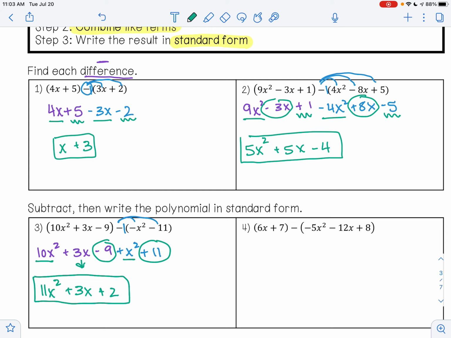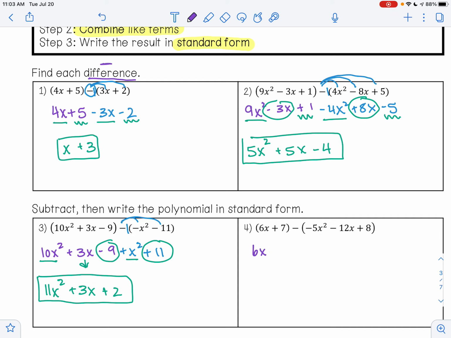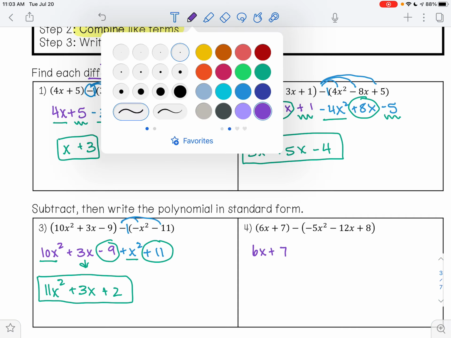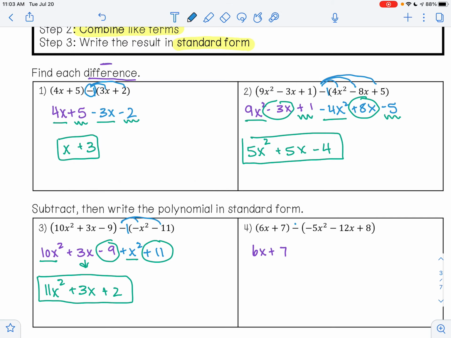For example 4, again, nothing to distribute in our first set of parentheses. So I'm going to go ahead and drop the parentheses for the first binomial. For the second, we have a negative to distribute. Negative 1 times negative 5x squared is positive 5x squared. Negative 1 times negative 12x is positive 12x. Negative 1 times 8 is negative 8.